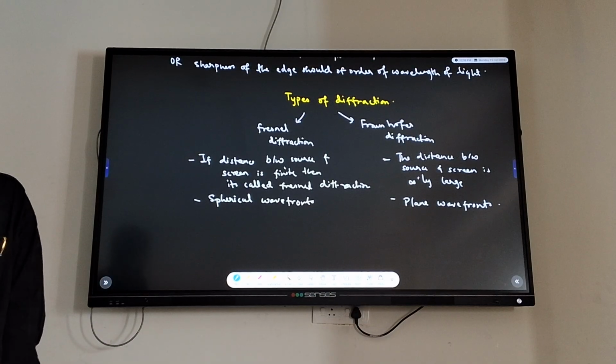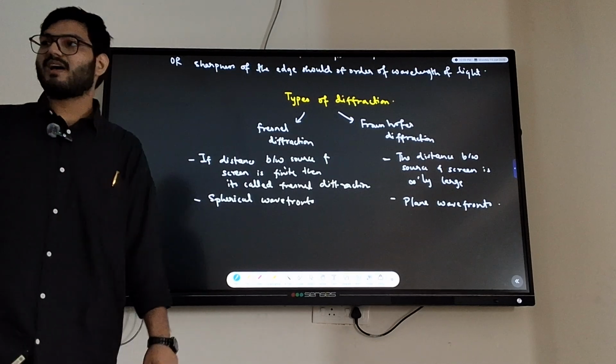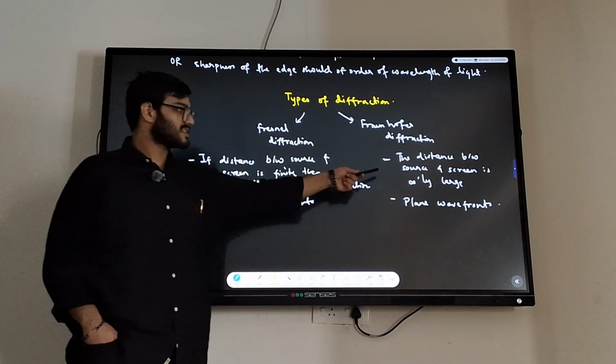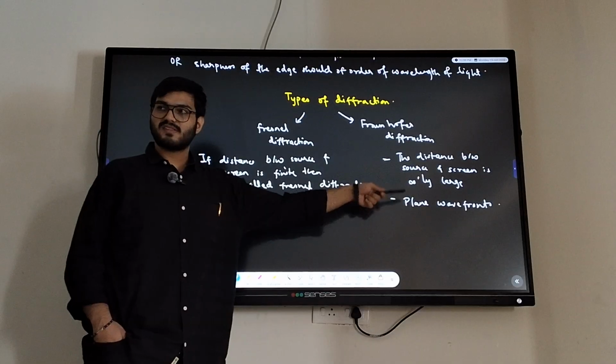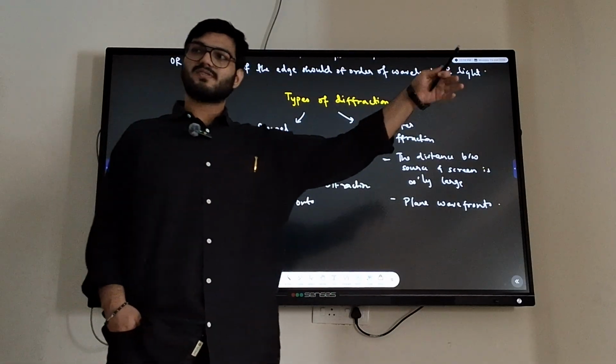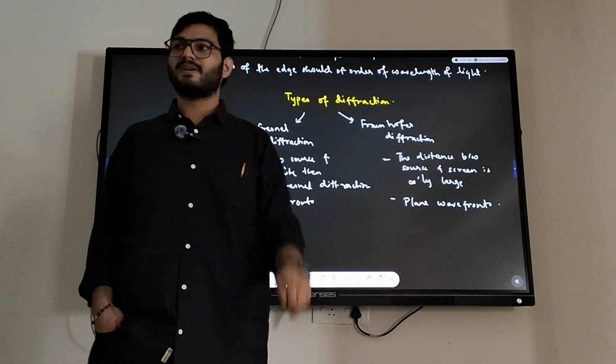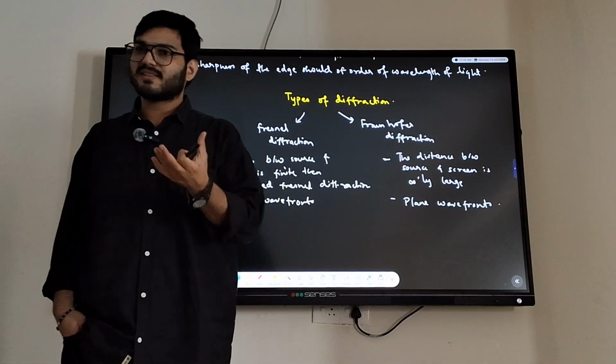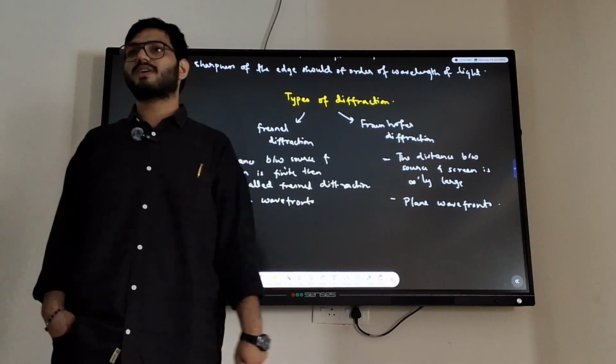What I am saying is, I have a situation where the distance between source and screen is infinitely large. So the wavefronts, or the light, is coming from infinity. I want to mimic this situation at a finite distance. What should I use?